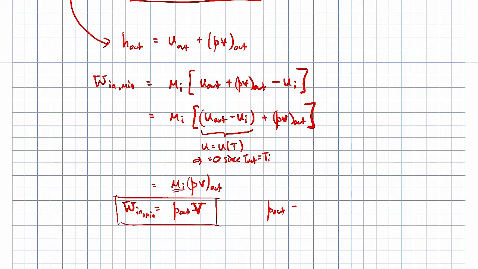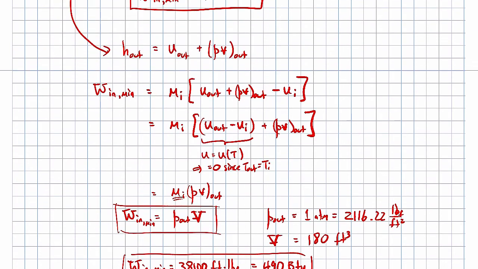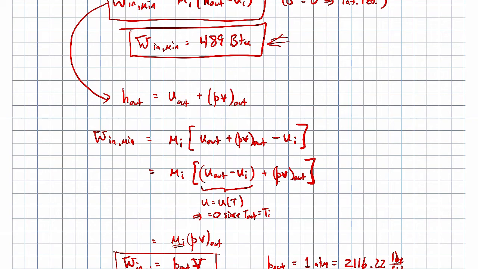And again, the pressure at the outlet was 1 atmosphere, which we said was 2116.22 pounds force per square foot. And then the total volume of the tank was, I believe, 180 cubic feet. And so when you work out the numbers here, this comes out to be 38,100 foot-pounds force. Foot-pounds force is a unit of work or energy, so we could convert that to BTUs. And when you do the unit conversion, which you could look up on Google, it comes out to be 490 BTU, which is basically the same as the result we found previously, to within some numerical error.